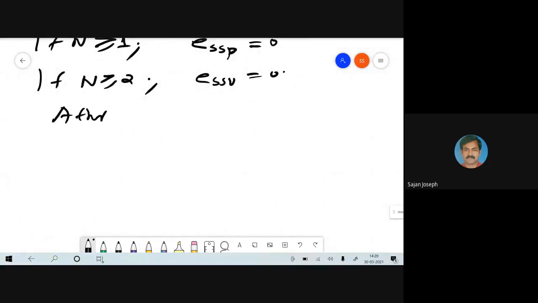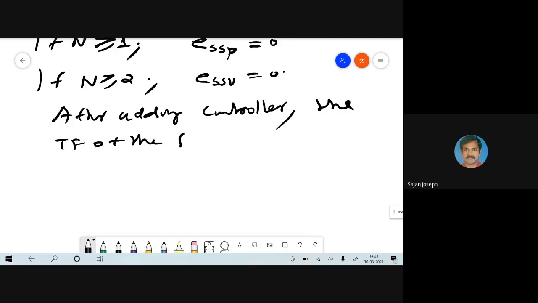After adding the controller, the transfer function of the feed forward path is equal to Gc(s) into G(s).